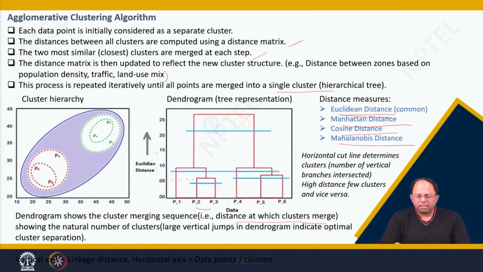So this shows that based on the distance where the clusters are forming, I can also say what should be the ideal number of clusters. Usually when there are large vertical jumps in the dendrogram, it indicates optimal cluster separation, and that should be the ideal distance, right? We can also determine the number of clusters we want by using a horizontal line. Over here I have cut it. Horizontal cut lines determine clusters: the number of vertical branches intersected says how many clusters there are. If I cut it here, two branches are intersected, that means there are two clusters. If I intersect over here, there are 4 clusters, and so on. So the higher the distance, the fewer the clusters.